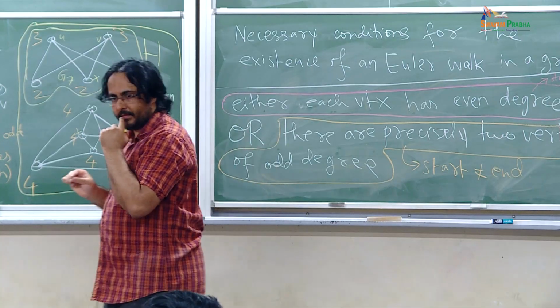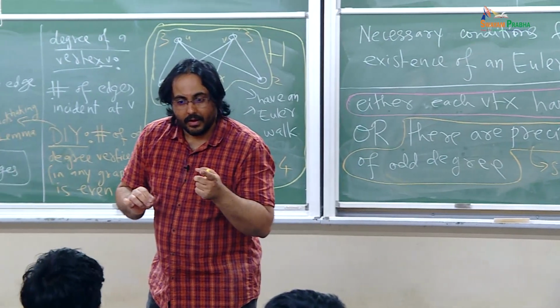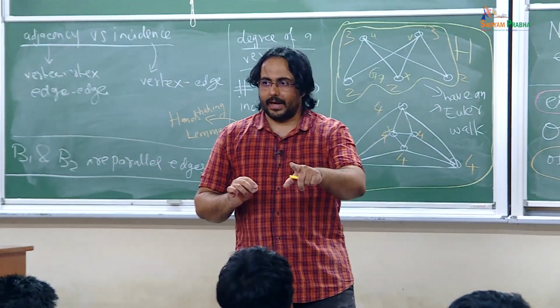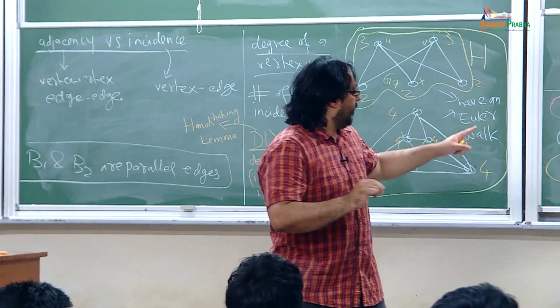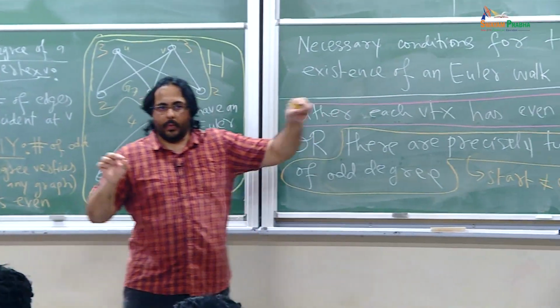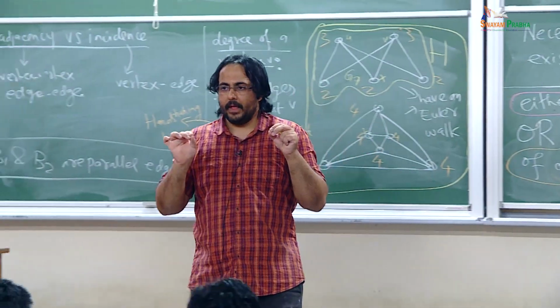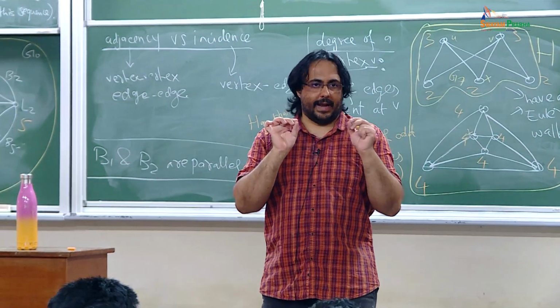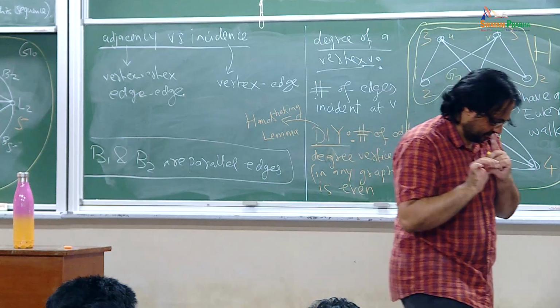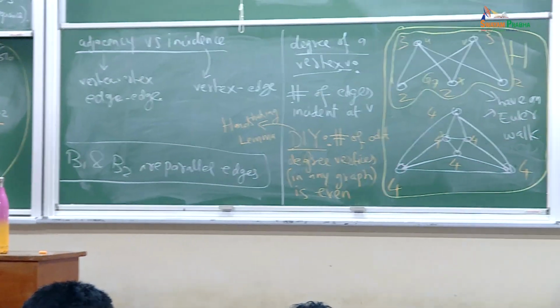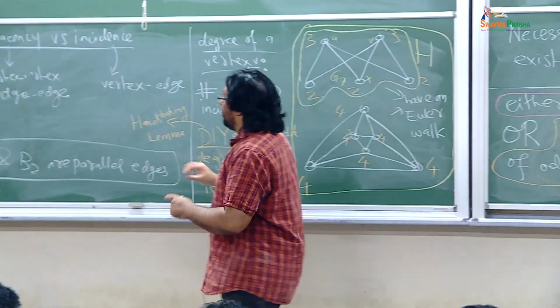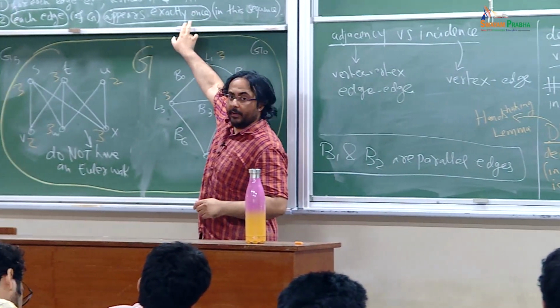Okay. That is also necessary. Good. So that is also a necessary condition. For an Euler walk to exist, we need the graph to be connected. Right? Otherwise, we will not get the Euler property. Each edge appears exactly once.